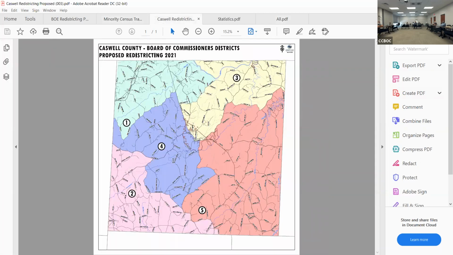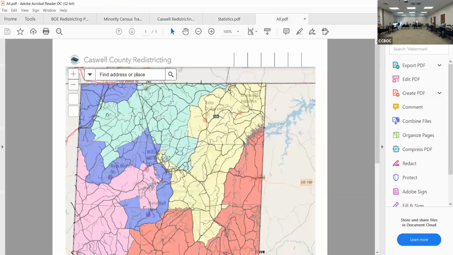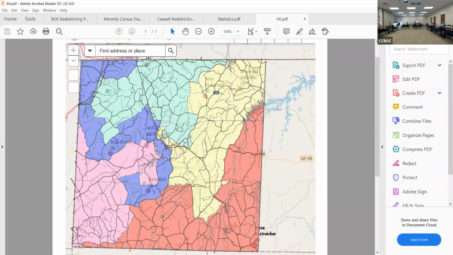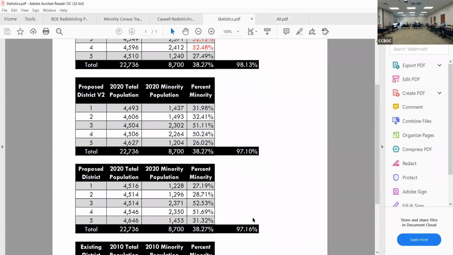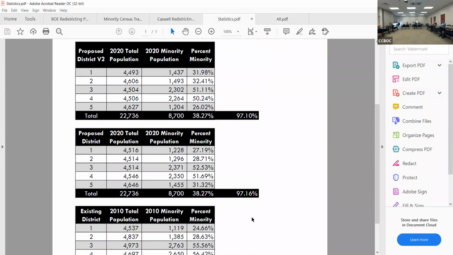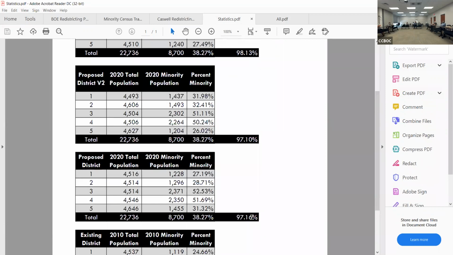This is what the Piedmont Triad Regional Council originally presented to the Board of Commissioners as the potential redrawn districts. This is the most recent version of the districts that meet a lot of the requirements. These are the statistics associated with each proposal that's been given to the board today.